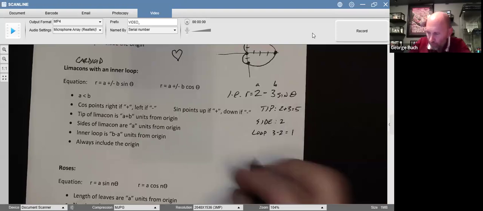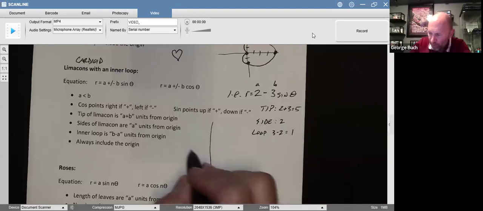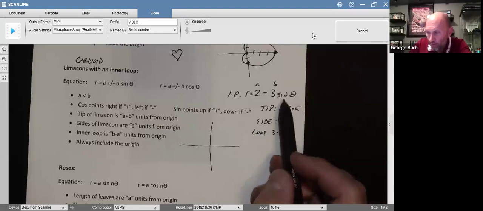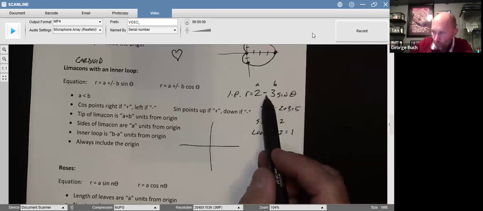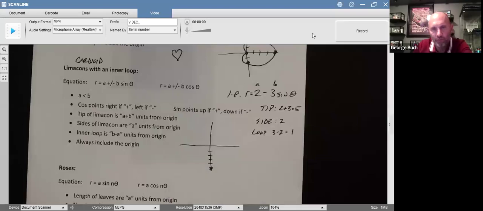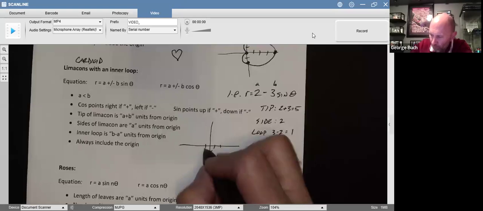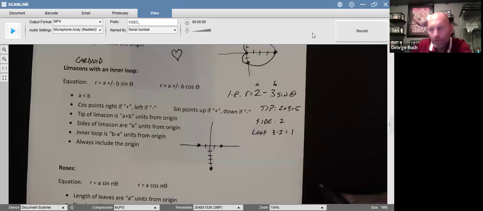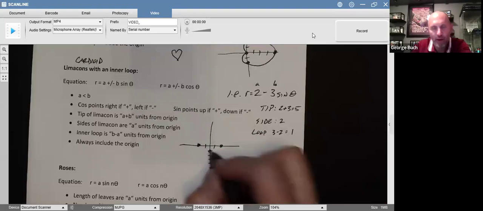So if I was to draw this picture, okay, they're different. It's a limacon. Sine is up, down, and the minus sign means it's pointing down. So the tip, the furthest point away, is 5 units, down here on the y-axis. The sides are 2 units away, so here and here. The loop is 1 unit, so because it's going to be inside, I move down as well.